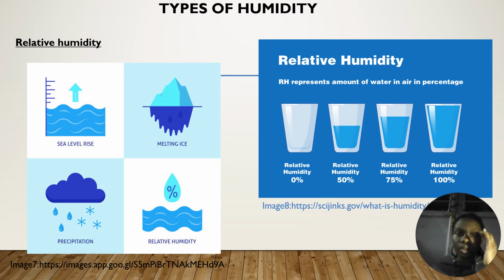As we see, when the amount of water in air is increasing, the relative humidity also increases. On the third graph we have 75% relative humidity, and it also shows the amount of water in air increasing. On the fourth graph we have 100% relative humidity, which means the amount of water in air is also increasing.